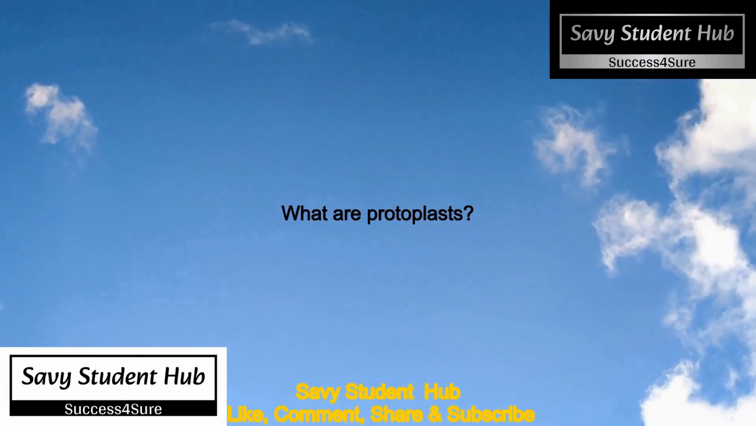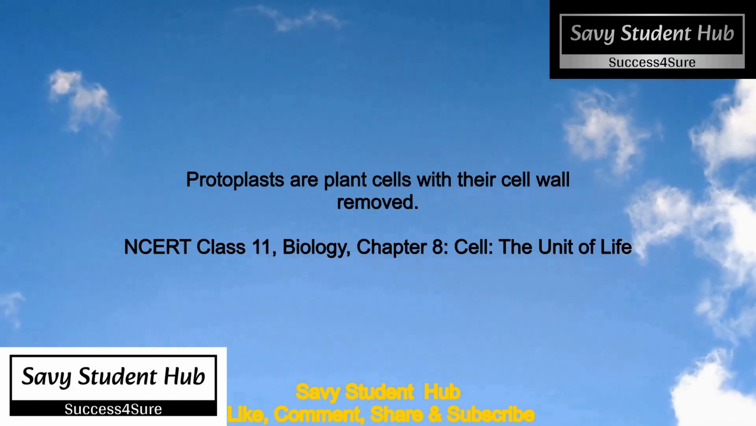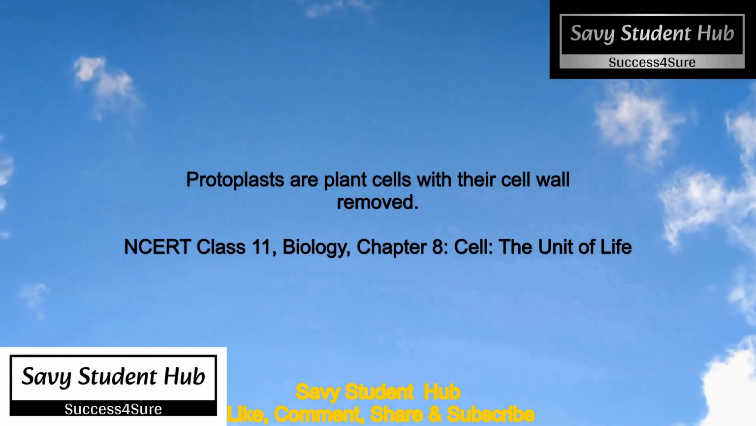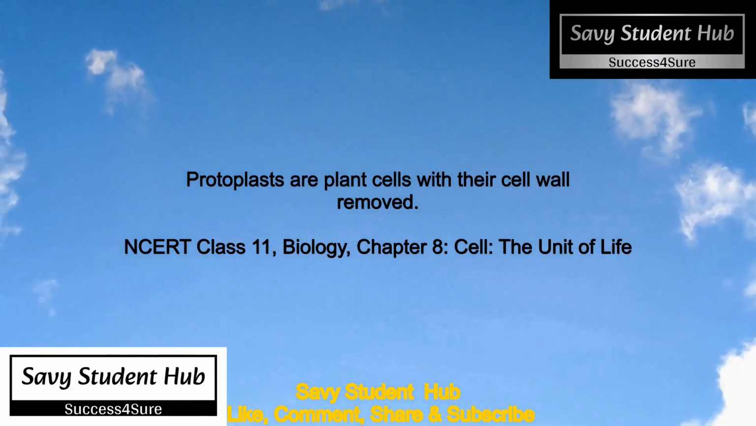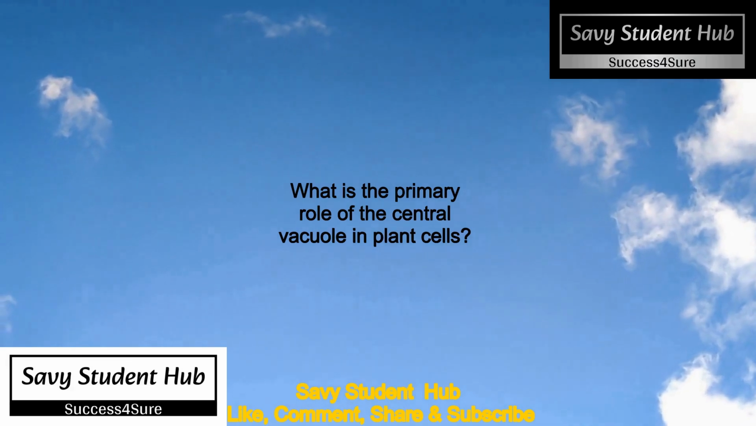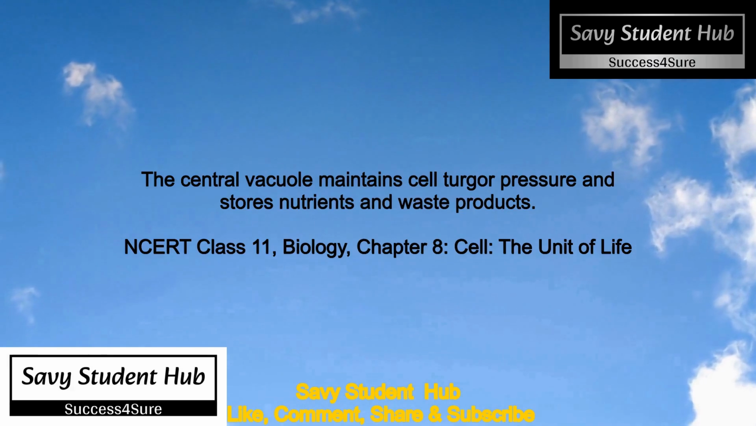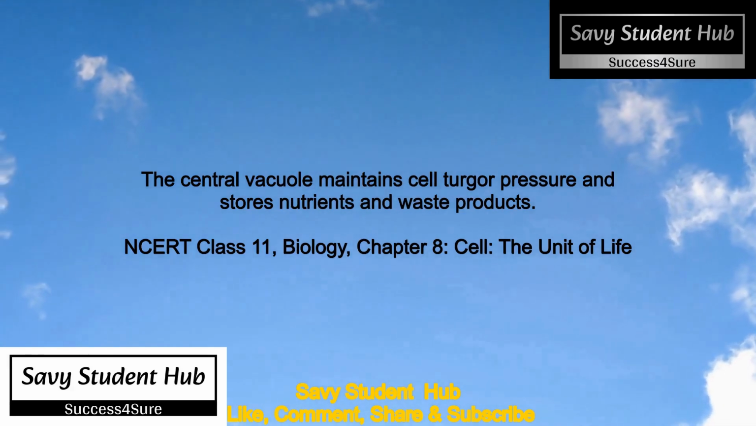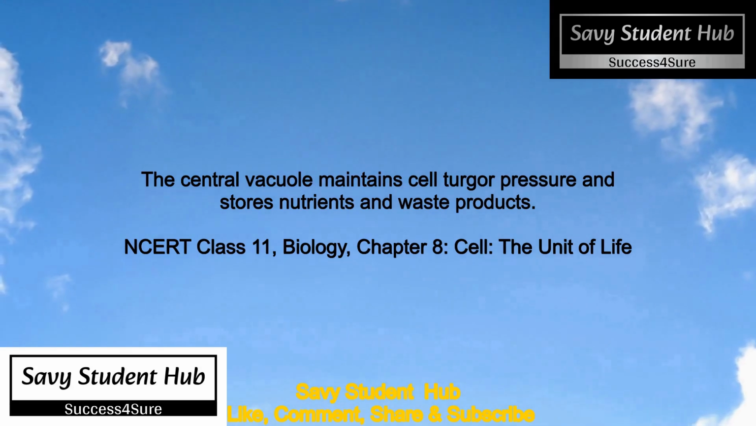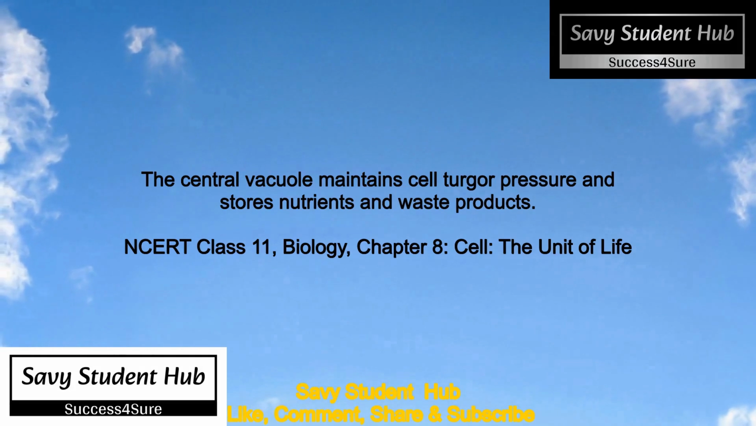What are protoplasts? Protoplasts are plant cells with their cell wall removed. What is the primary role of the central vacuole in plant cells? The central vacuole maintains cell turgor pressure and stores nutrients and waste products.